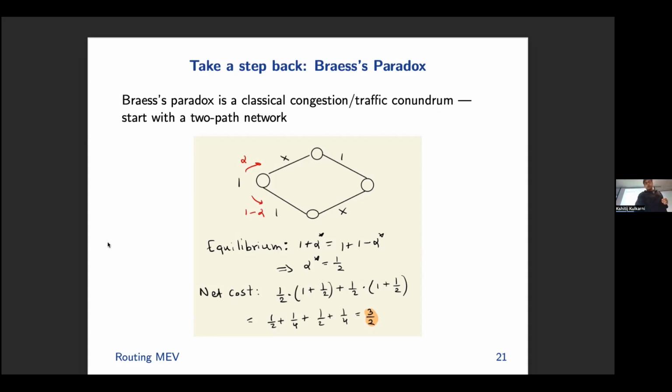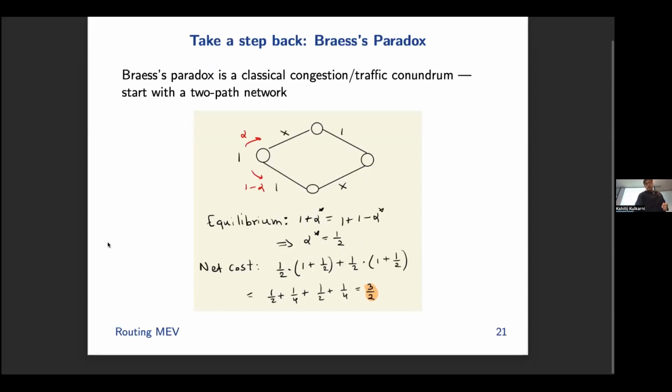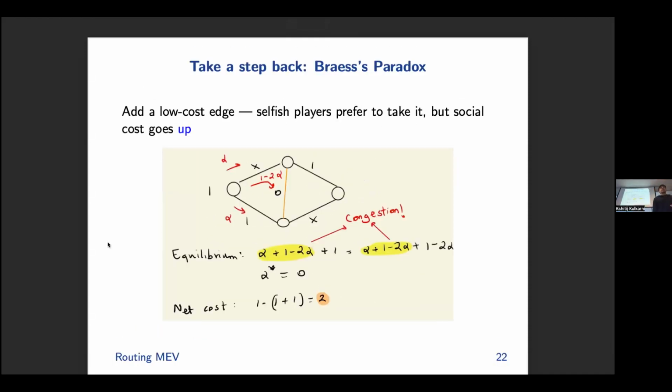So what's the paradox? The paradox is that if you add an edge between the top two nodes, the equilibrium shifts. Now all of the one unit of demand prefers to take the middle edge, that is, this middle path. But the net cost of this equilibrium configuration goes up. Earlier it was, I believe, 3/2, now it's 2. This is weird, right? You added something and now your actual cost went up.